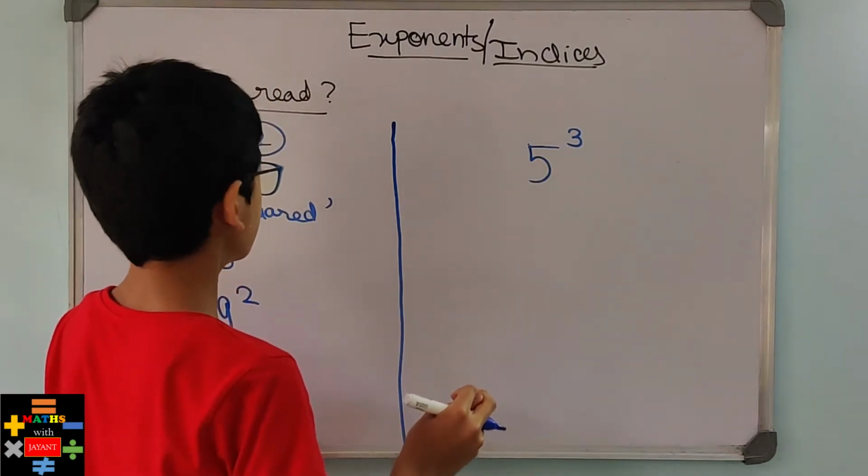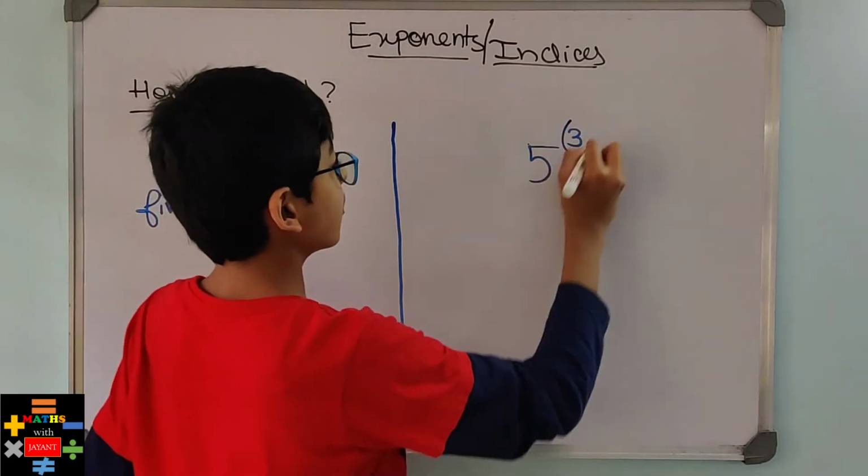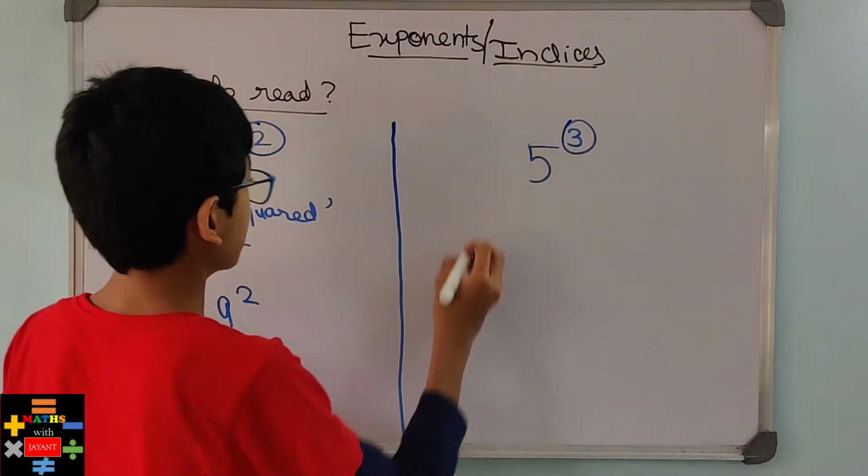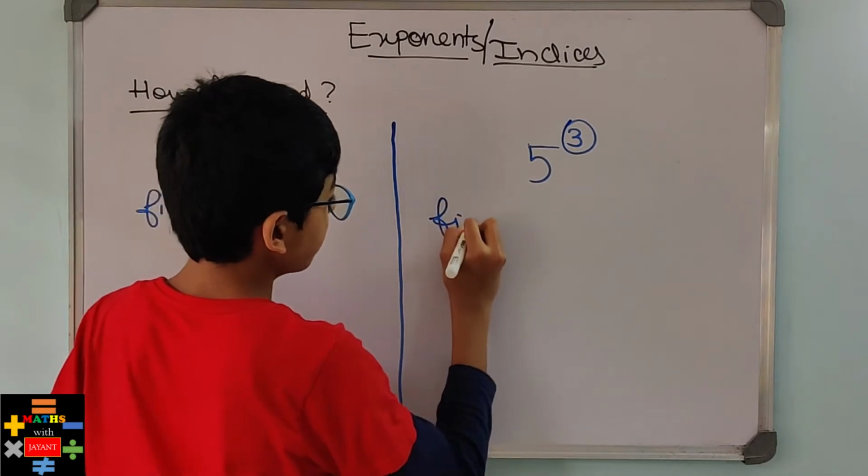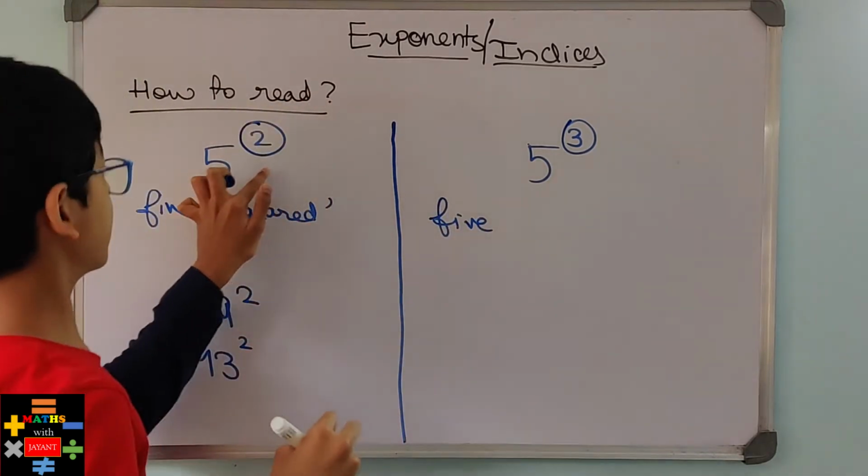Now over here, we have the exponent as 3 in this case. So over here, we will take 5 as our base, and then for 2 we have squared.